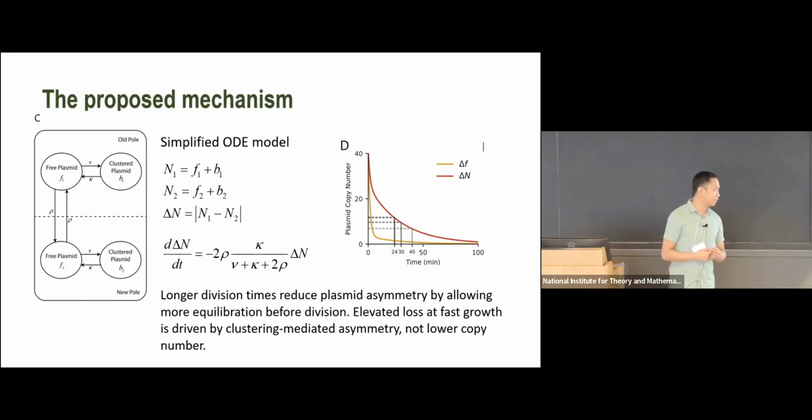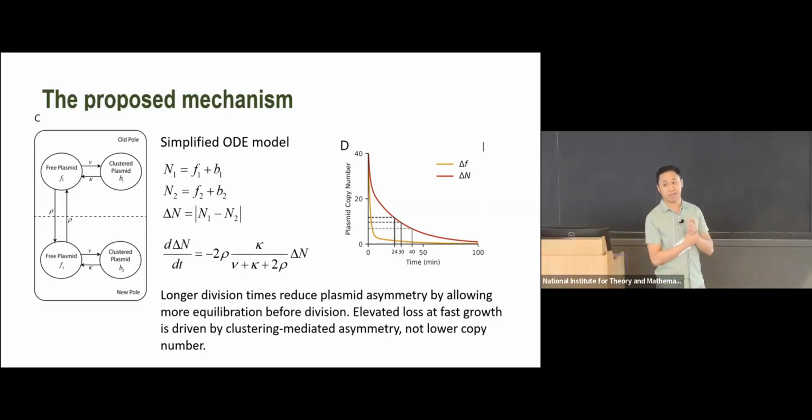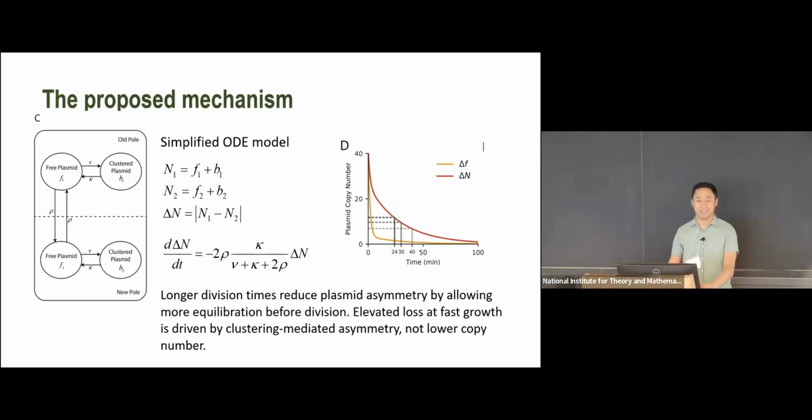All right. So now what does this tell us? If you would be looking at the red curve right there, you would see that longer division times produce plasmid asymmetry by allowing more equilibration before division. And elevated loss at fast growth is driven by clustering-mediated asymmetry, but not lower copy number. And that essentially is our proposed mechanism for it, asymmetry brought by clustering. And now what we ask is, is this true? Is this something that we could observe from experiments?